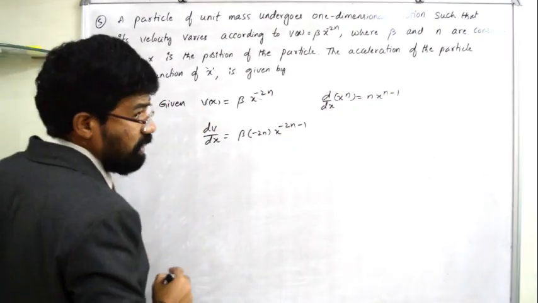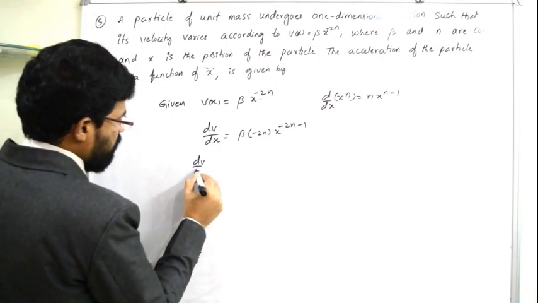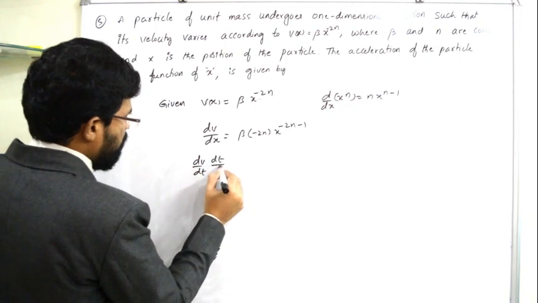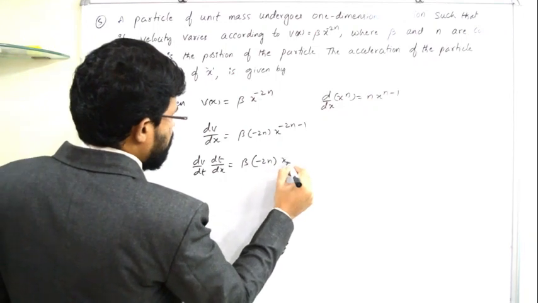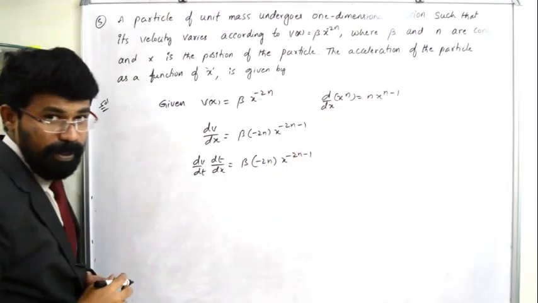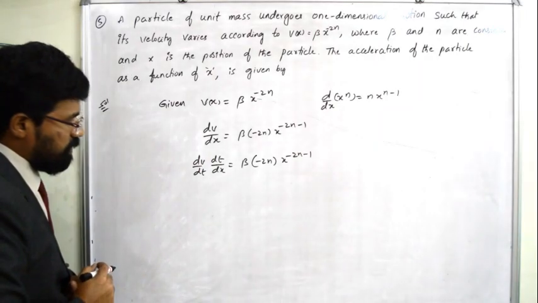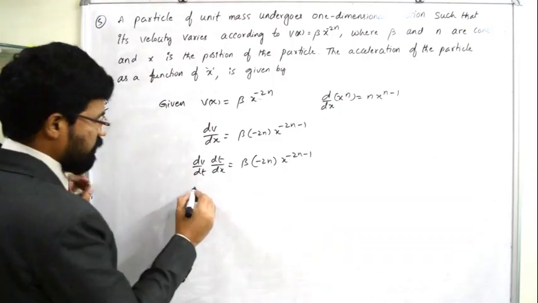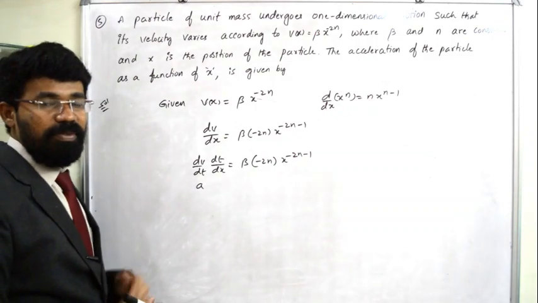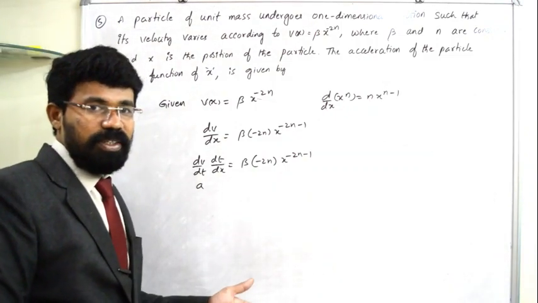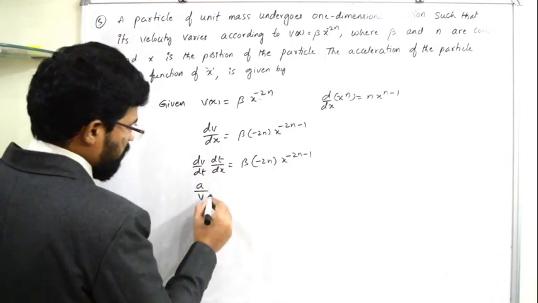So this is what dv by dx is, and I am going to make a mathematical manipulation here. This can be written as dv by dt into dt by dx, which is equal to beta into minus 2n into x power minus 2n minus 1. Here the dt's get cancelled, and you have dv by dx. You can make such mathematical manipulations. Now dv by dt is what? Acceleration. And dt by dx is what? The inverse of velocity. Velocity is expressed as dx by dt, isn't it? The inverse of dx by dt is dt by dx. So here you will have velocity v at the bottom.